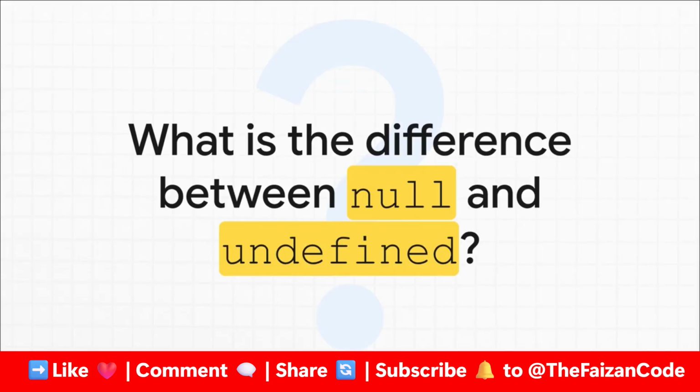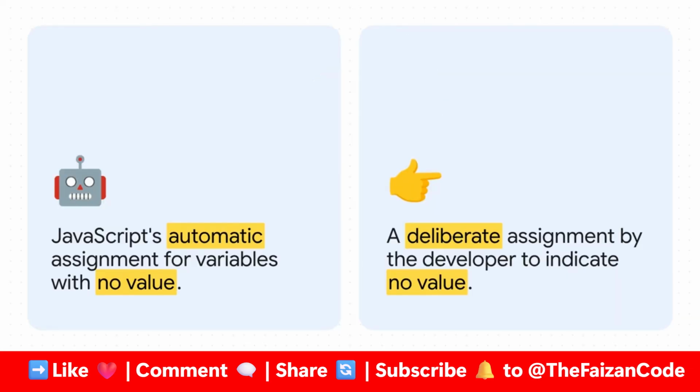All right, so let's tackle it head on. What is the real difference between null and undefined? We're about to break down the answer so you can nail this thing every single time. Okay, if you only remember one thing from this whole explainer, make it this slide. The entire difference comes down to this one simple idea. Undefined is automatic, but null is deliberate.